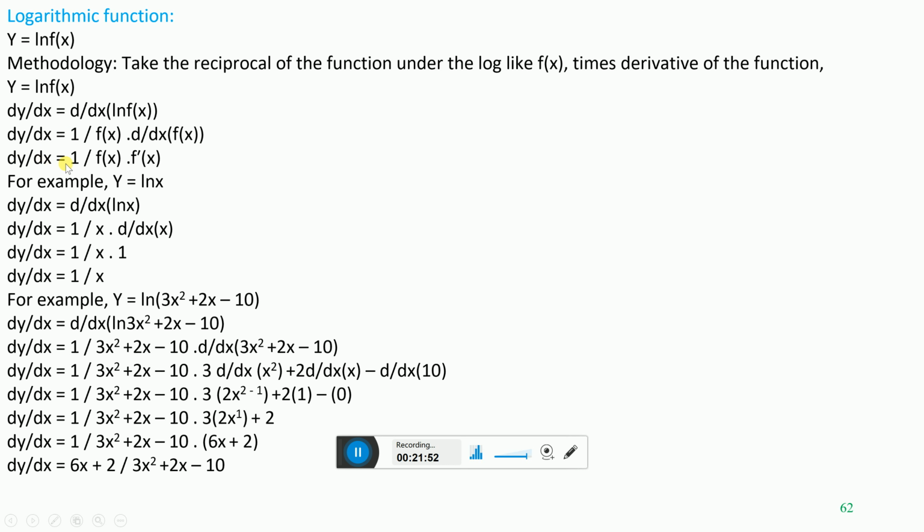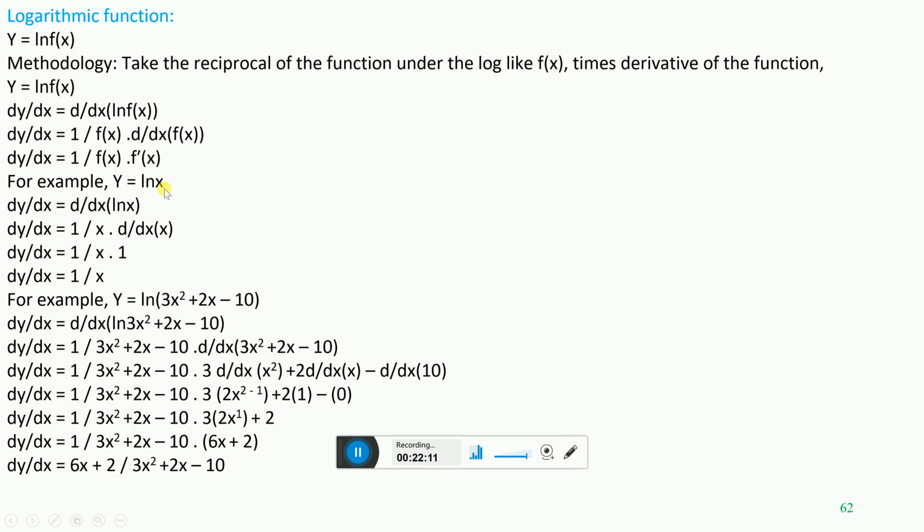So dy over dx is equal to 1 over f of x times f prime of x. This is the way to find the derivative of those functions which carry natural log. For example, y is equal to ln x. Here we have the function x under the log. How to find its derivative?